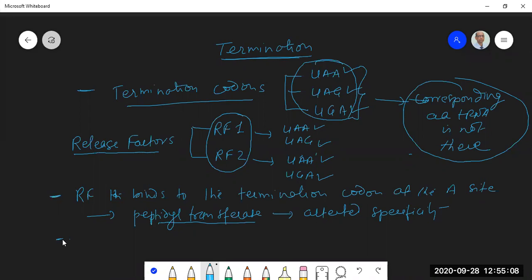Binding of release factor to the termination codon, depending upon which termination codon is there at the site, the corresponding release factor will bind it. So now you know RF1 can bind to UAA or UAG, and RF2 can bind to UAA or UGA. Once it binds, what does it do? It switches on peptidyl transferase, activating its activity with an altered specificity.